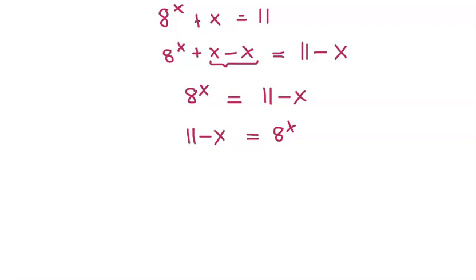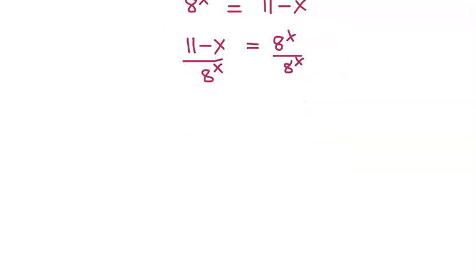In our next step, let us divide both sides by 8 to the power of x. So divide here by 8 to the power of x and divide this side by 8 to the power of x. So we can see from the right hand side, 8 to the power of x divided by 8 to the power of x is 1. And from the left hand side, we have 11 minus x in brackets, then 1 over 8 to the power of x. We can write it.